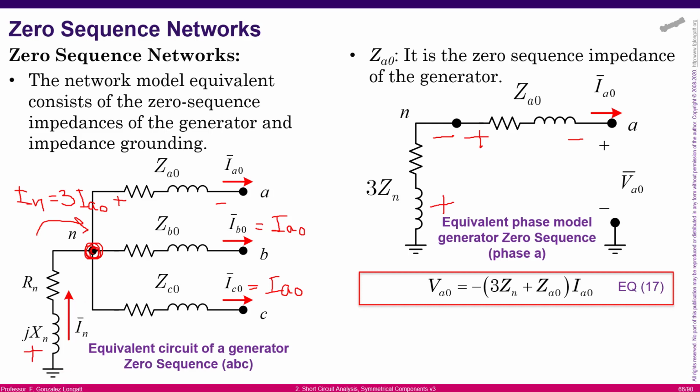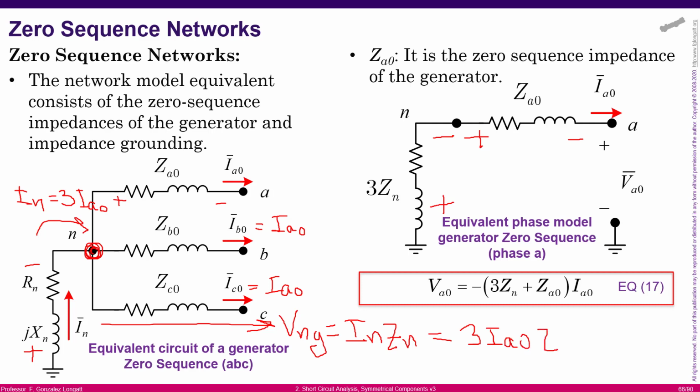The voltage drop here, we can write the voltage drop over there. The voltage drop between the neutral point and ground will be the neutral current multiplied by the neutral impedance. However, in terms of zero sequence, we have 3 times the zero sequence current multiplied by the neutral impedance, okay?